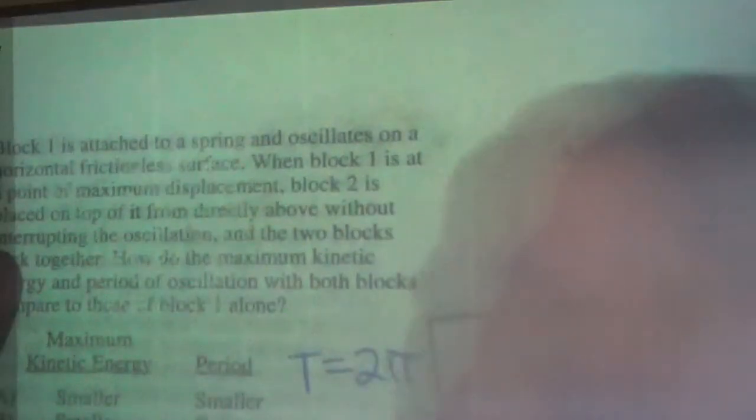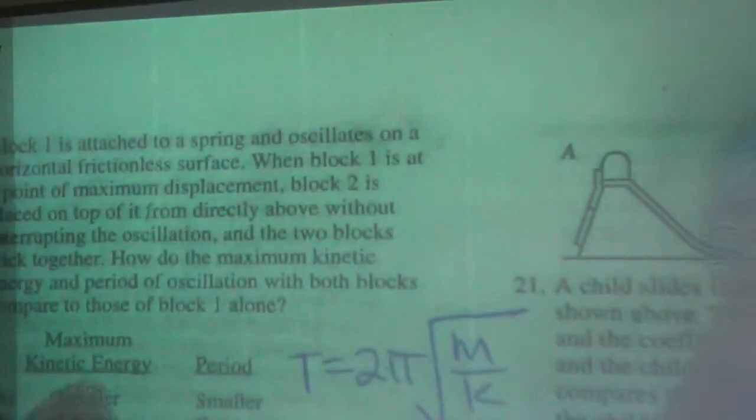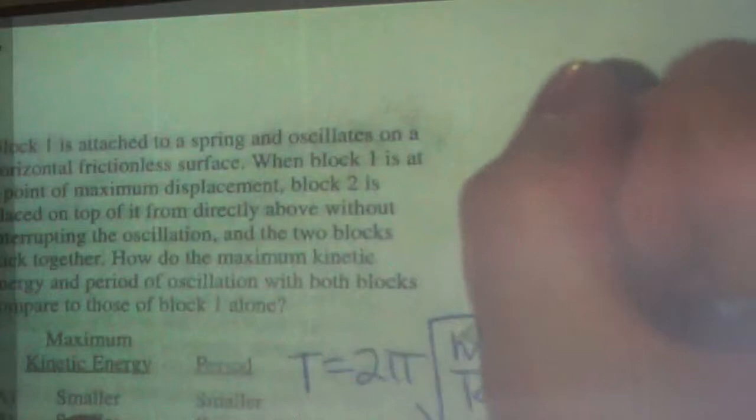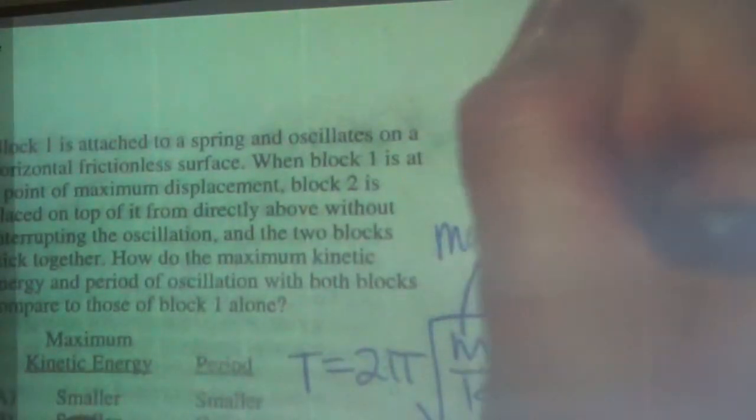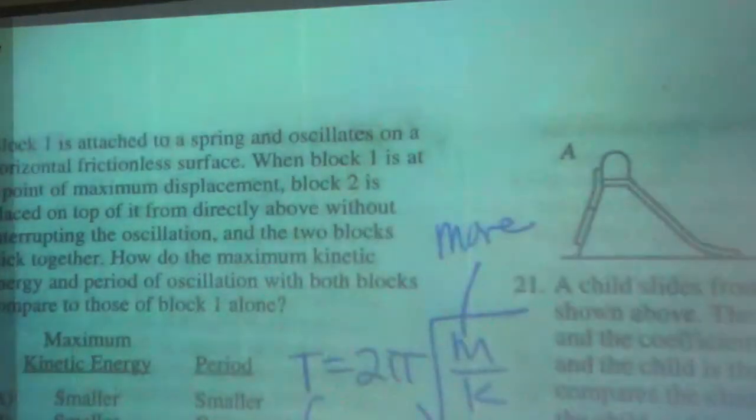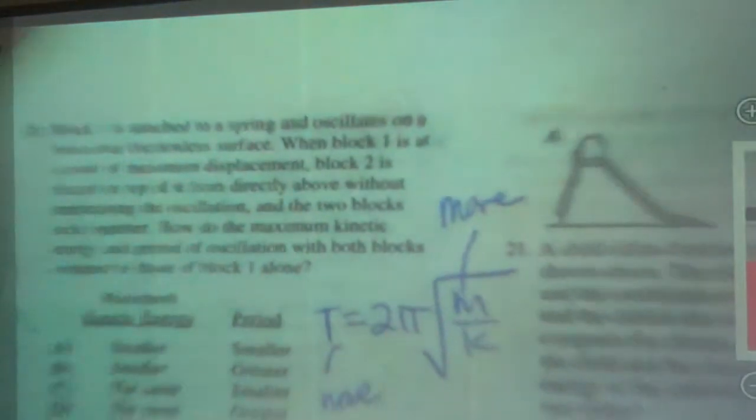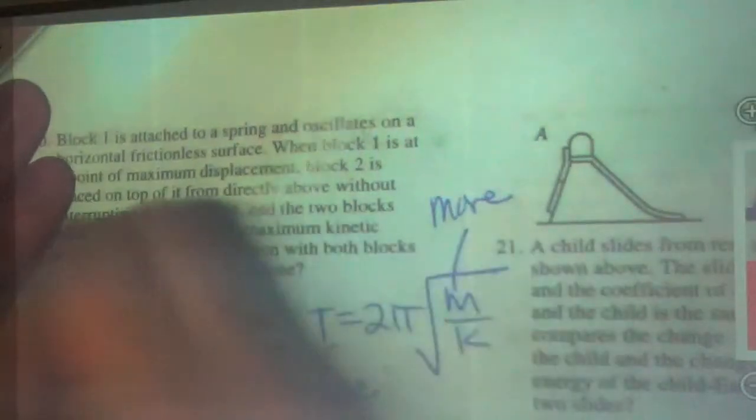So let's talk period because that's the easy one. You have an equation, 2π√(m/k). Obviously, when you place a second mass on top, you have increased the mass. If you have more mass, then you're going to have a bigger period, so you're going to have greater periods. So we can cross off A and C.